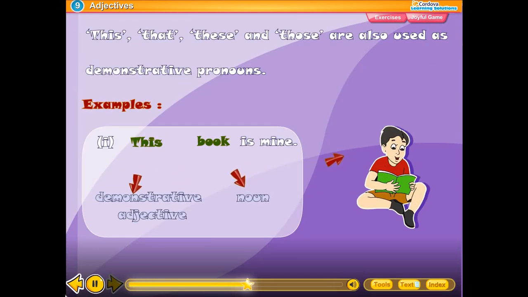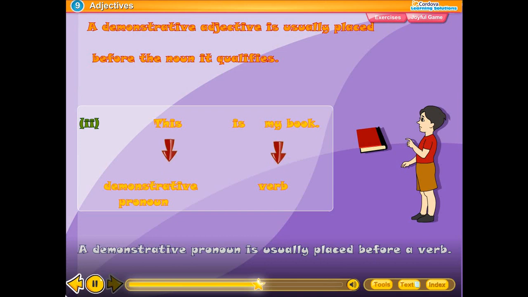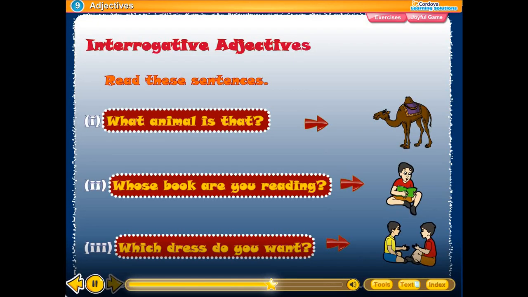Remember, this, that, these and those are also used as demonstrative pronouns. Examples: this book is mine. Demonstrative adjective, noun. A demonstrative adjective is usually placed before the noun it qualifies. This is my book. Demonstrative pronoun, verb. A demonstrative pronoun is usually placed before a verb.